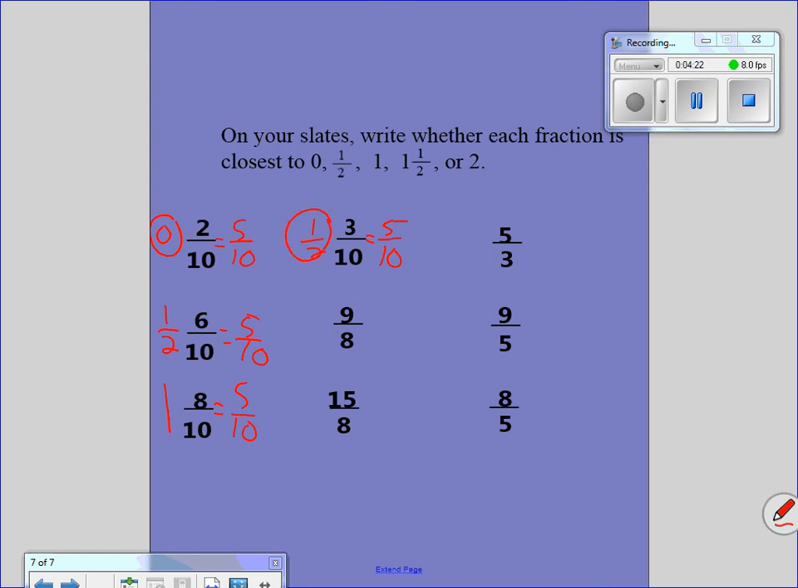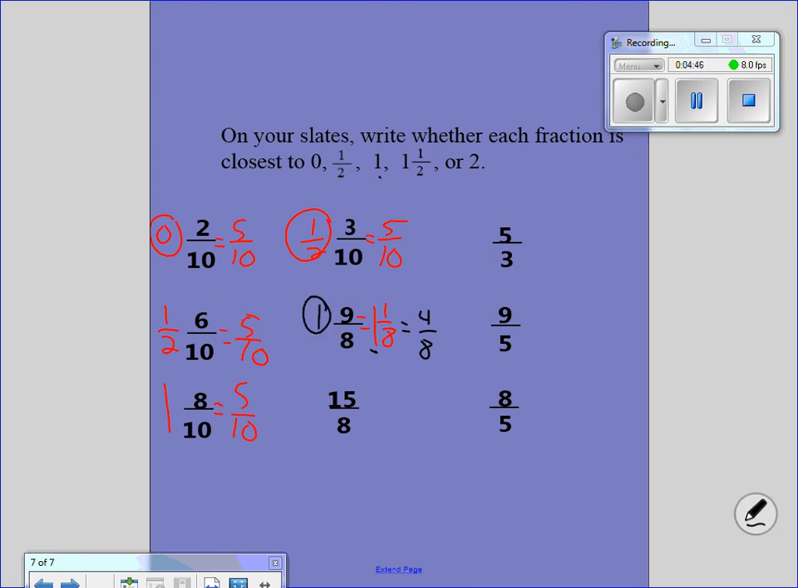9/8. This also equals 1 and 1/8. In this situation here, kids, now we're not dealing with 5/10 anymore. We're dealing with half would be at 4/8, right? 1 and 1/8 isn't close to half. In this case, we have a 1 here. It's not going to be 0. It's going to be closer to the 1.